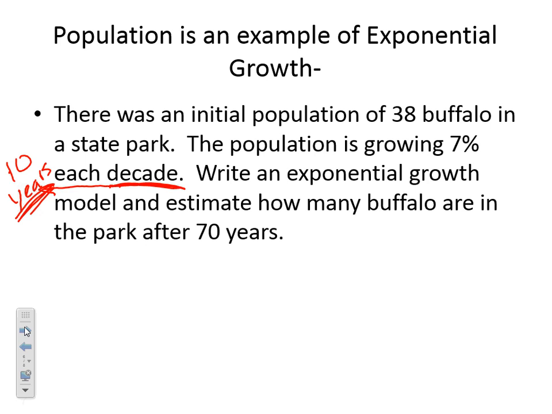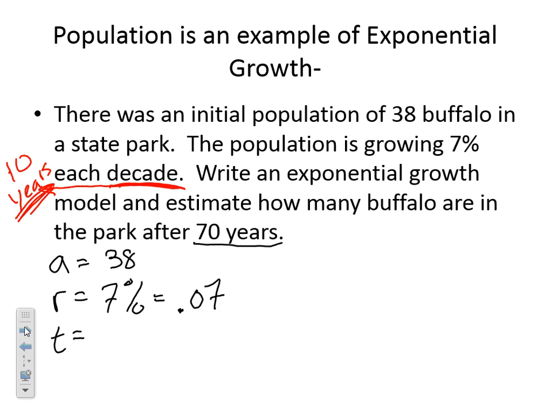So if we have this, we have to figure out what our a, and our r, and our t are. So a, we're starting with 38. Our rate is 7%, but as a decimal, it's 0.07. And our time, now this is tricky here, because it says 70 years, but it's every decade. So we have to take 70 divided by 10, which is just 7. Okay? From here, we're just going to plug it into our formula.